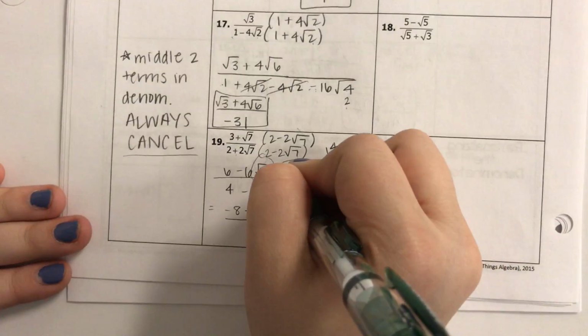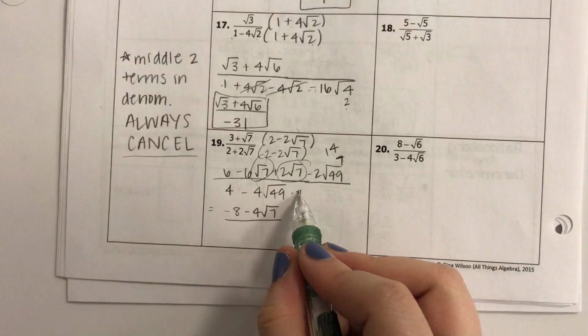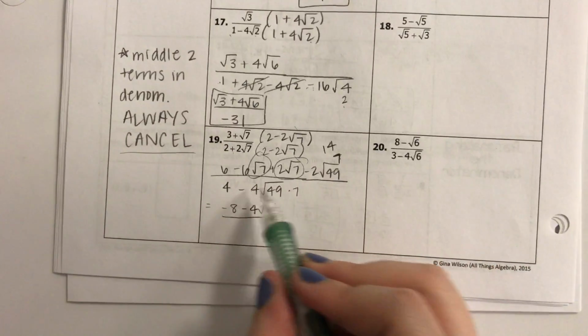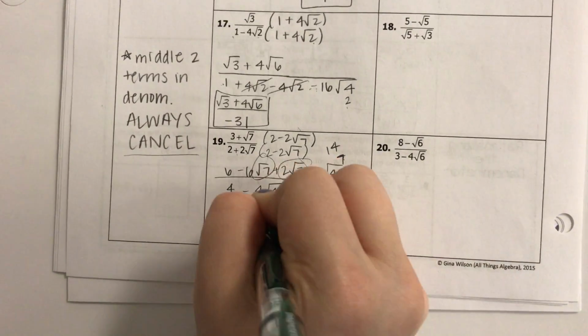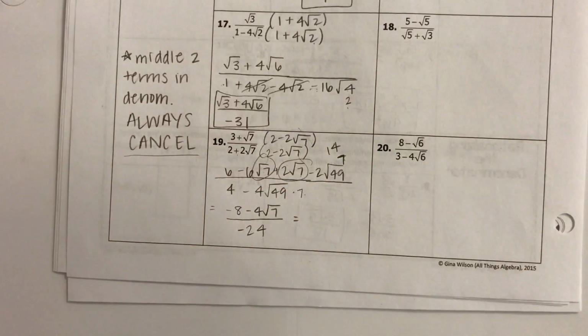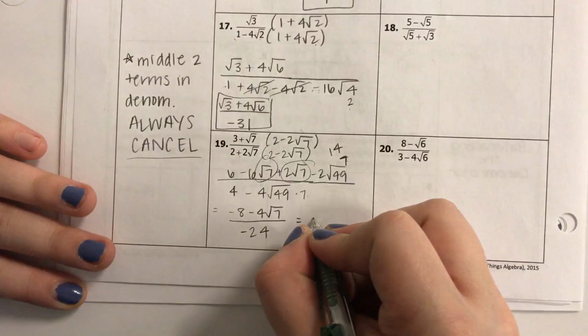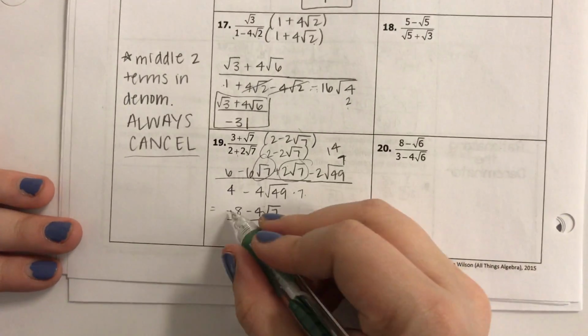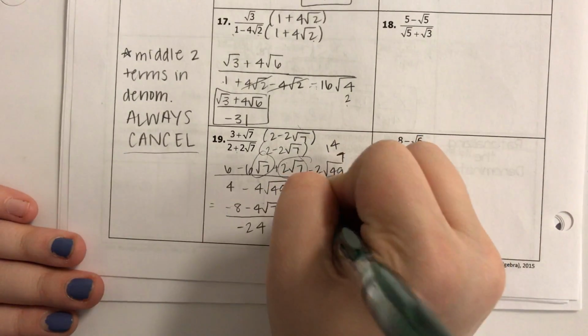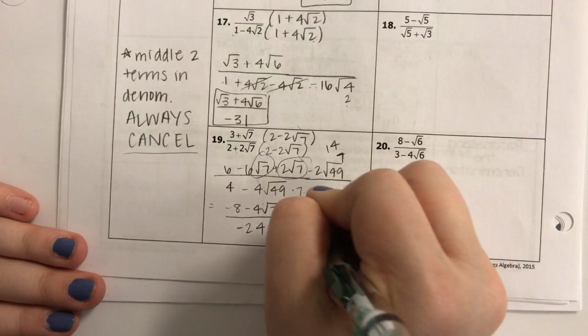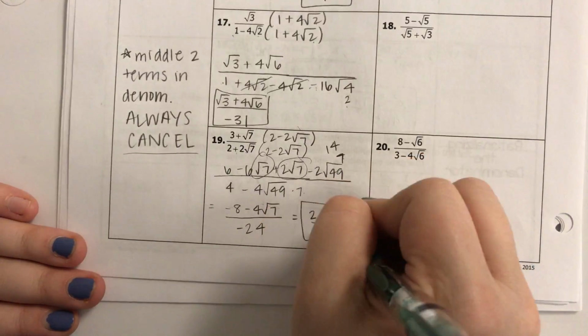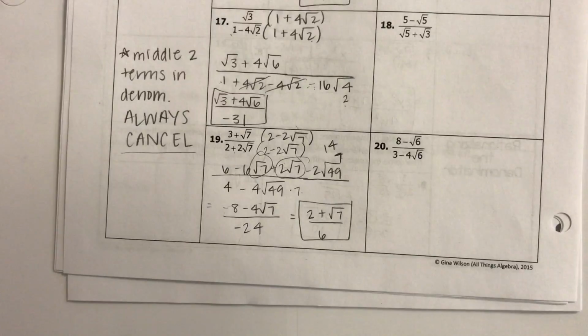Okay, square root of 49 is 7. 4 times 7 is 28. 4 minus 28 is negative 24. And we can divide everything by 4. Actually, we're going to divide everything by negative 4 since everything's negative. So 2 plus radical 7 over 6. And that is our final answer, and we're done.